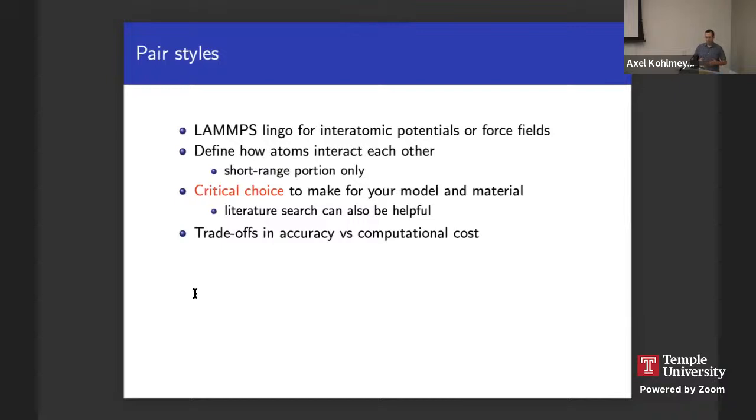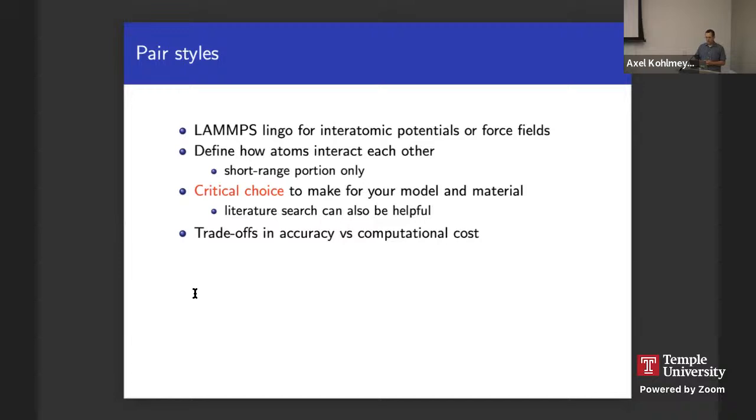This is really LAMMPS lingo for interatomic potentials, also known as force fields. So it defines how atoms interact with each other, how you compute the forces. Pair styles are only the short range part. We'll talk about kspace styles in a moment, which are the long range part. So this is a critical choice for your model and your material. Looking in the literature could be helpful, but you have to make sure that your pair style can include the physics that you want.